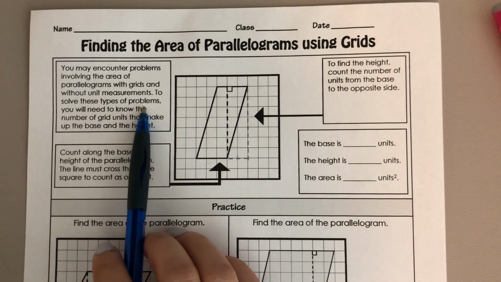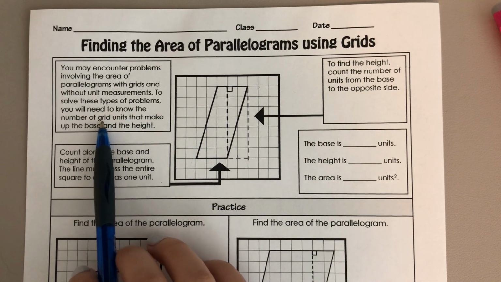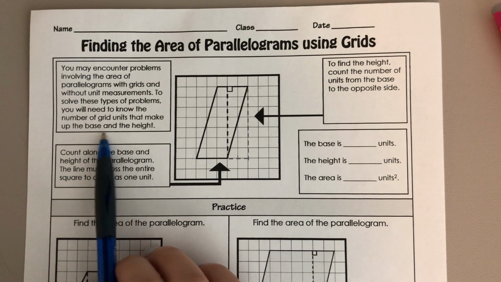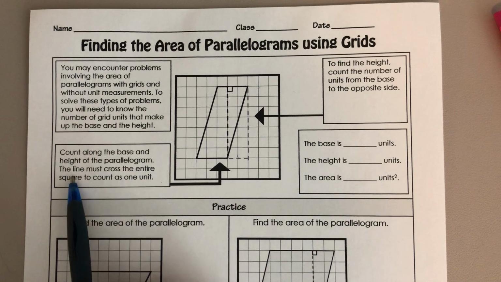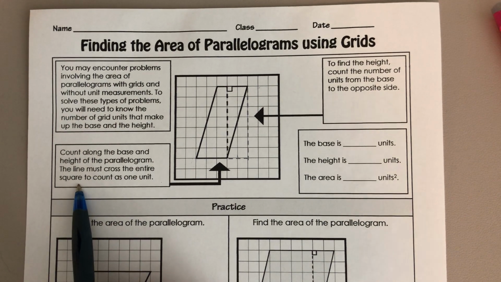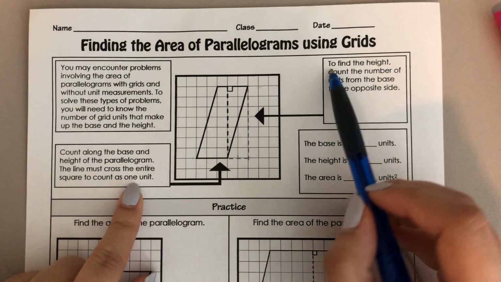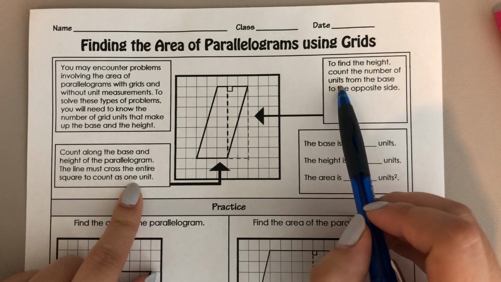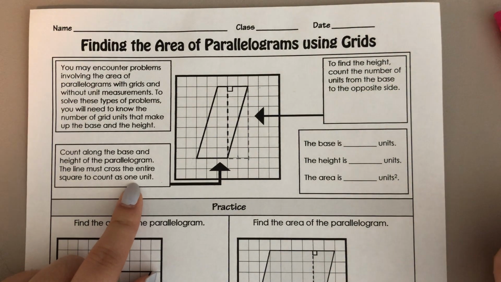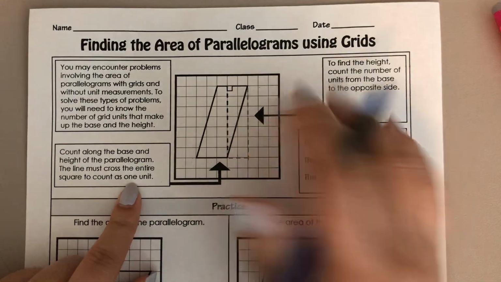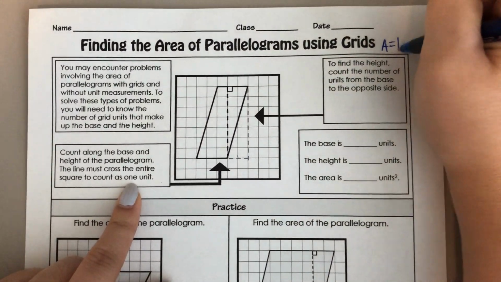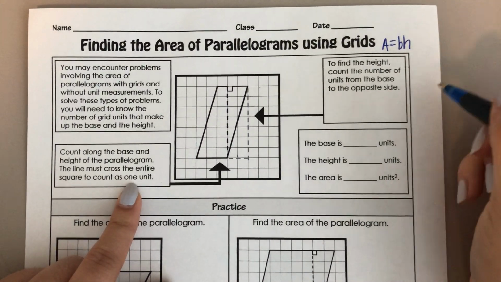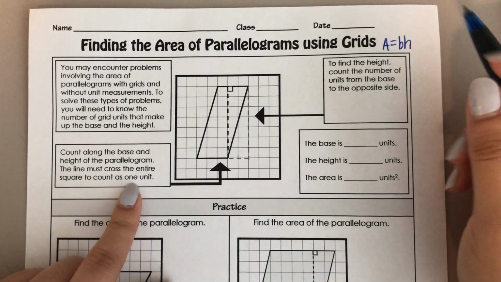To solve these types of problems, you will need to know the number of grid units that make up the base and the height. Count along the base and the height of the parallelogram. The line must cross the entire square to count as 1 unit. To find the height, count the number of units from the base to the opposite side. So I need you to remember that for a parallelogram, the formula is area equals base times height. B stands for base, H stands for height.